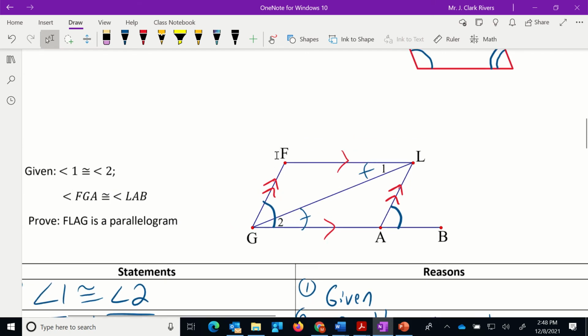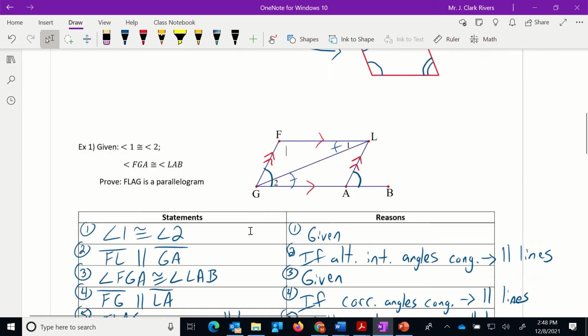Also, we're told that FGA has to be congruent to LAB right there. These are corresponding angles. I know the 3 angles are missing here, so they're not shown, but this would be in the top right, and LAB would also be in the top right. Those are corresponding angles, same position, different location. If corresponding angles are congruent, then lines are parallel, meaning FG is parallel to LA. So as we look at this parallelogram, opposite sides are parallel.